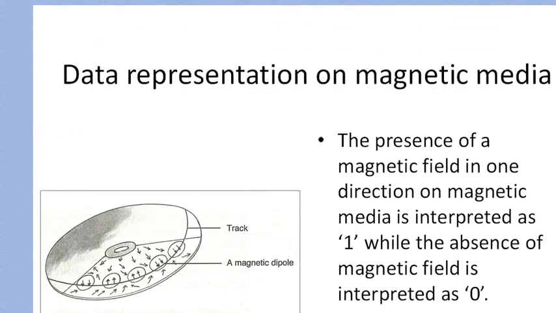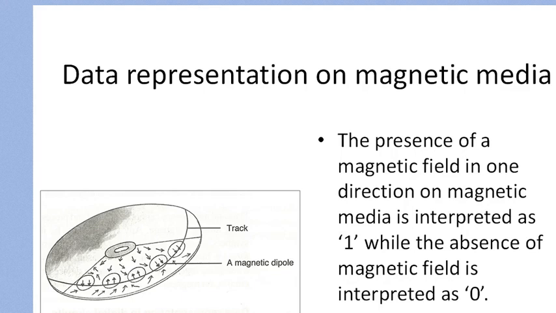Then we can look at data representation on magnetic media, and we have a demonstration here of poles, that is the south and north poles. We have repulsion and attraction, in the principles of magnetism, still in Form 1 physics. The presence of a magnetic field in one direction on magnetic media is interpreted as 1, while the absence of a magnetic field is interpreted as 0.